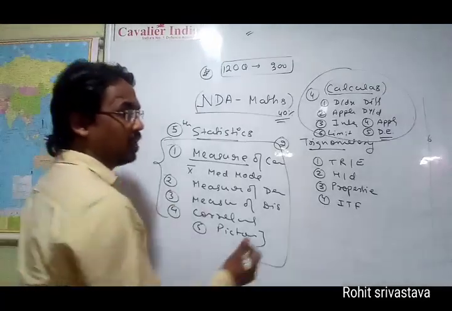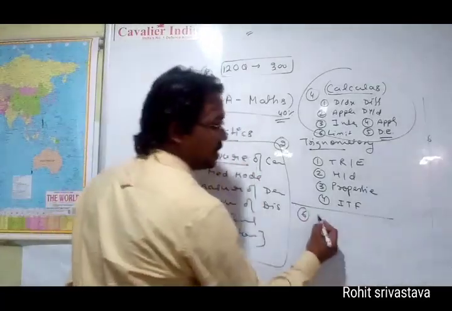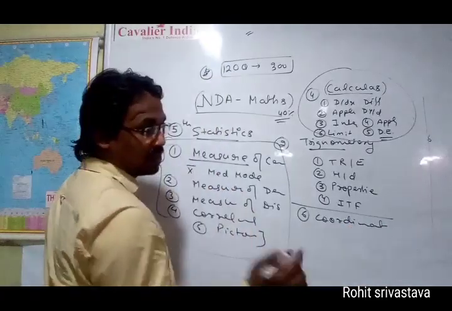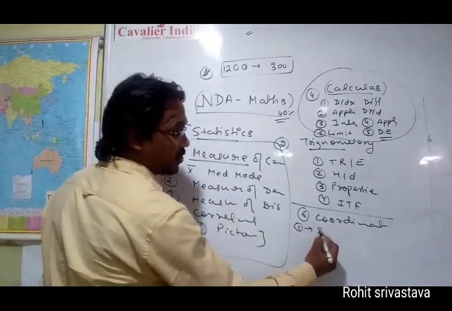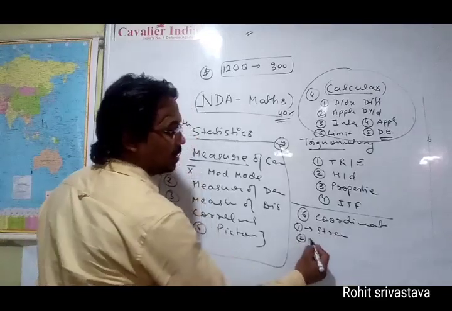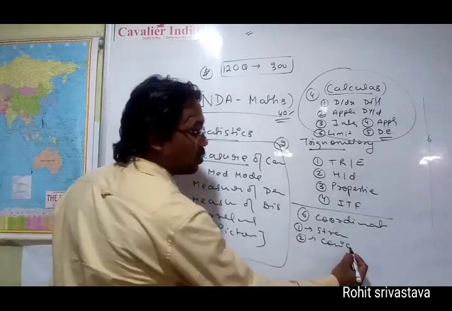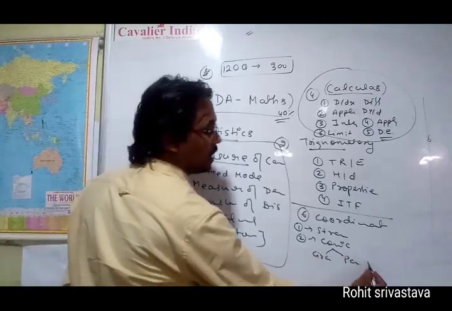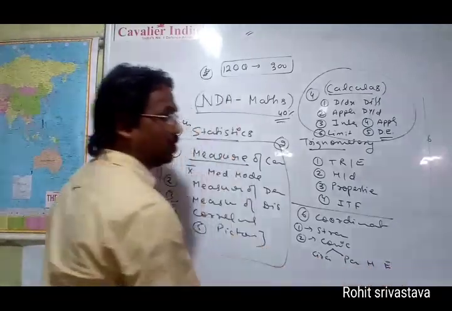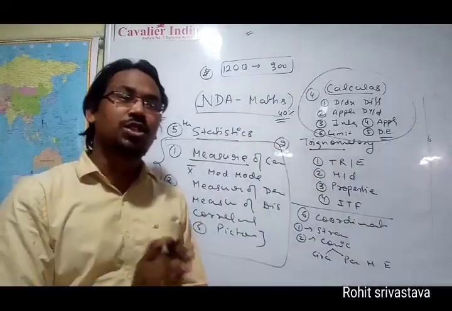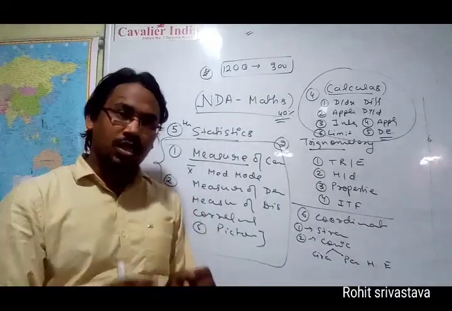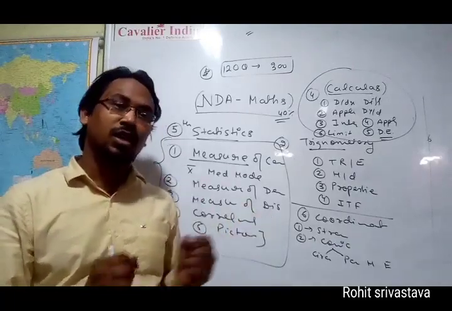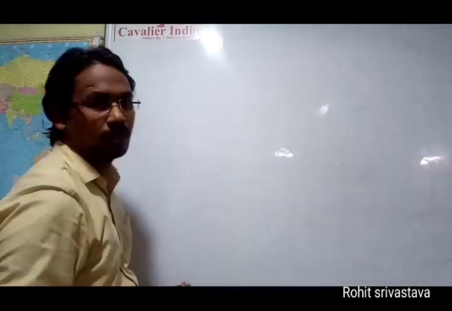And the last, final 6th part of your syllabus is coordinate geometry. In coordinate geometry you will study the straight line topic, and second, the conic section topic. In conic section you will go with circle, parabola, hyperbola, ellipse. So this whole is the course structure. Now we will start one lesson today and continue with it in further classes.